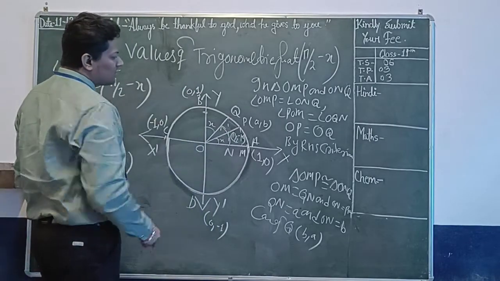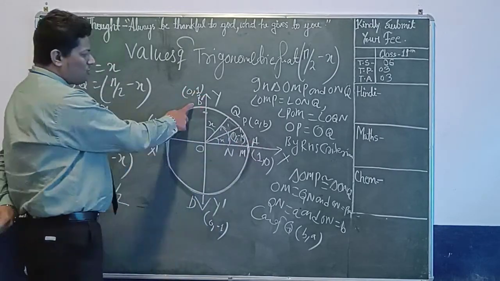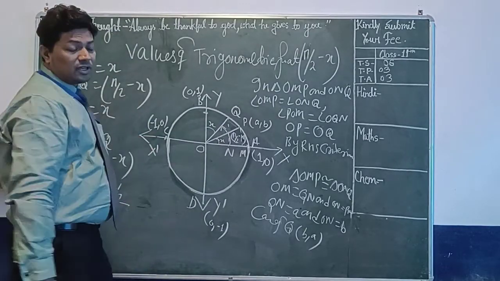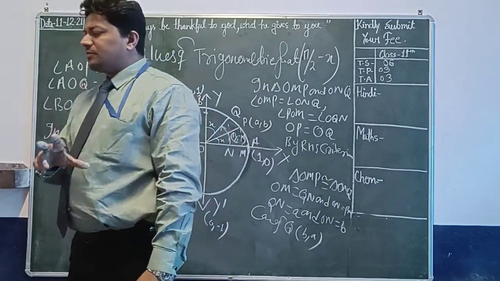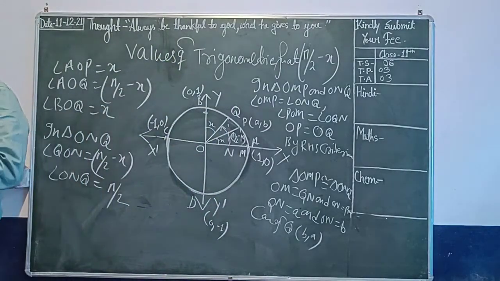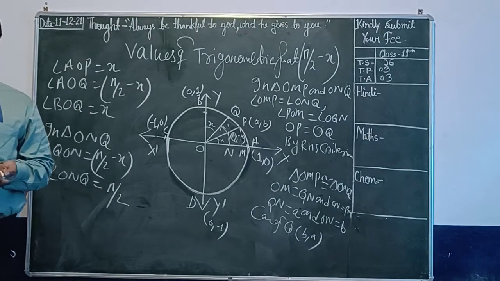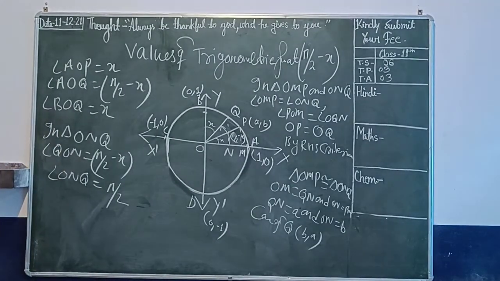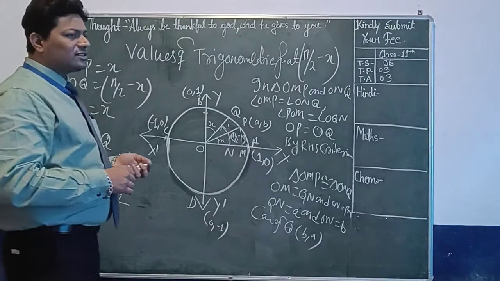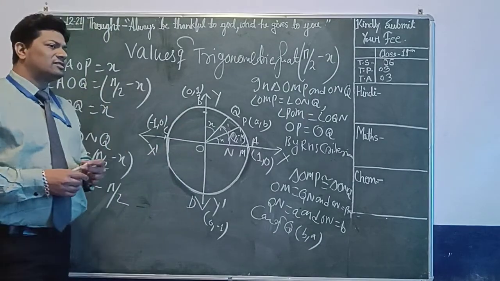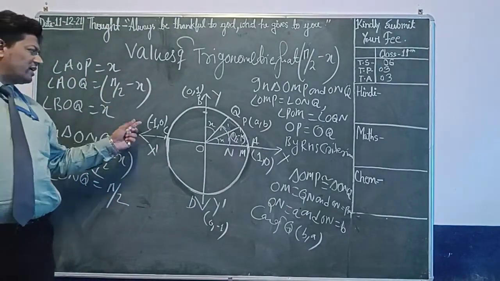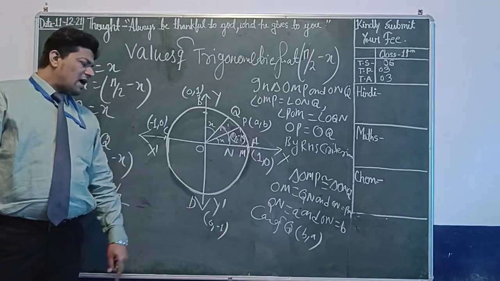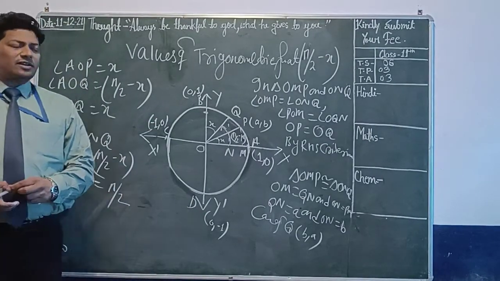When we consider a unit circle, we have a point A, point B, point C, and point D. We have the coordinates of point A, point B, point C and point D. Point A coordinates are 1, 0, point B coordinates are 0, 1, point C coordinates are minus 1, 0, and point D coordinates are 0, minus 1.